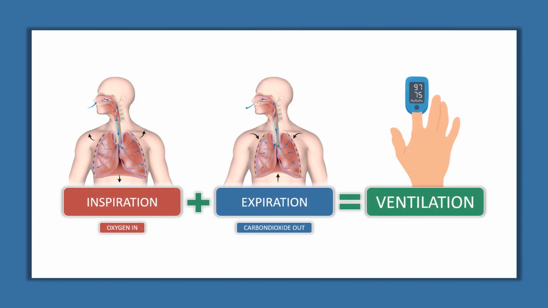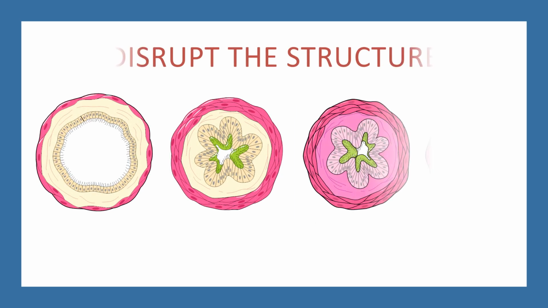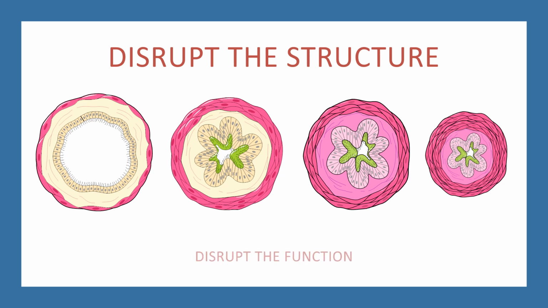When we join everything together, inspiration, breath in, plus expiration, breath out, that equals ventilation. And if it's all working perfectly, we'll have perfectly normal lung function. We'll have lovely oxygen saturation, our respiratory rate will be perfect, everything will be just right if we've got normal lung function. But the thing to remember is, like every organ of our body, like the heart or the brain or the pancreas, kidney, it doesn't matter, if you disrupt the structure, then you're always going to disrupt the function.